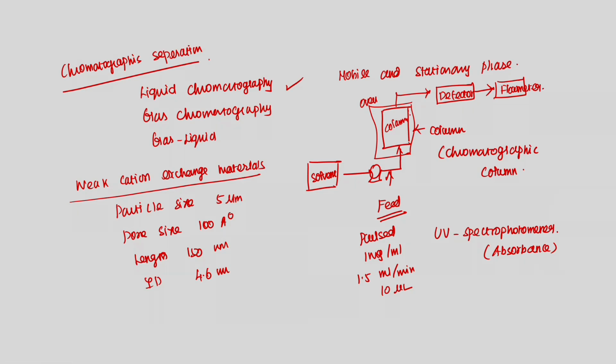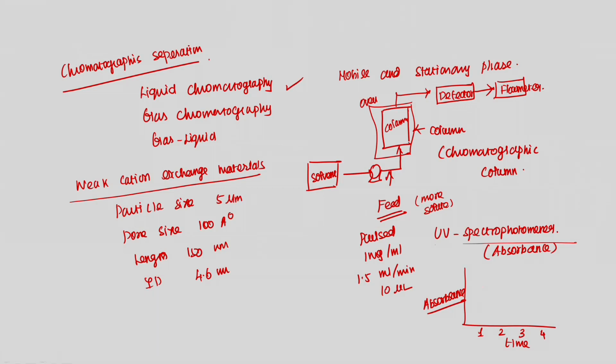And also, how does it detect the components? How the separation happens is, for example, the feed contains more than one solute. Each solute will come out at different times. For example, on the x axis we have time: 1 minute, 2 minutes, 3 minutes, 4 minutes. Solute A shows up, and this is the absorbance. The detector you use is a UV spectrophotometer, which measures the absorbance.